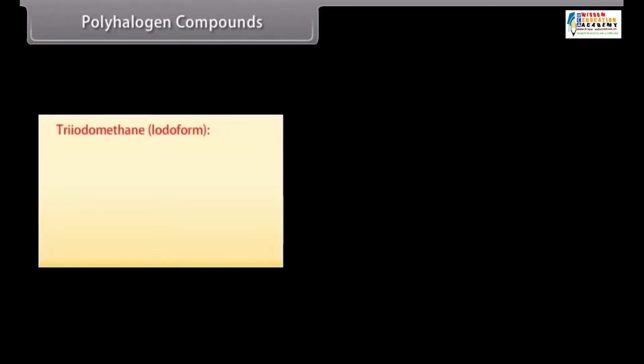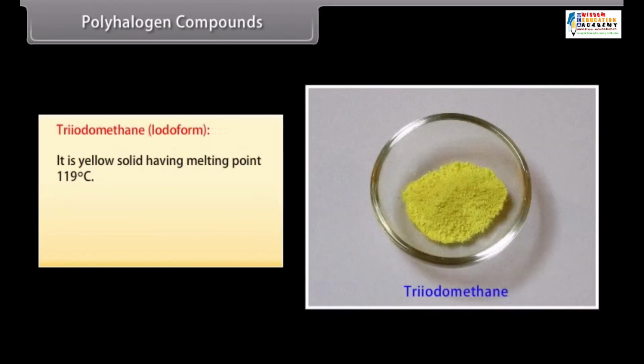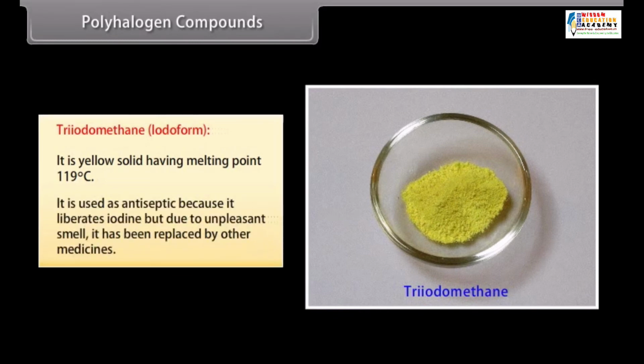Polyhalogen compounds. Triiodomethane, iodoform. It is a yellow solid having melting point 119 degrees Celsius. It is used as an antiseptic because it liberates iodine, but due to unpleasant smell, it has been replaced by other medicines.